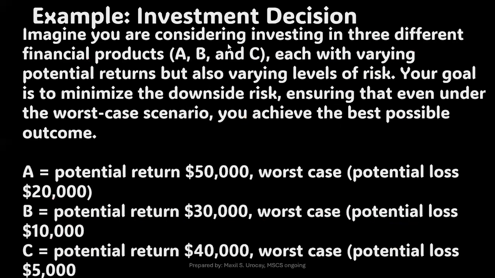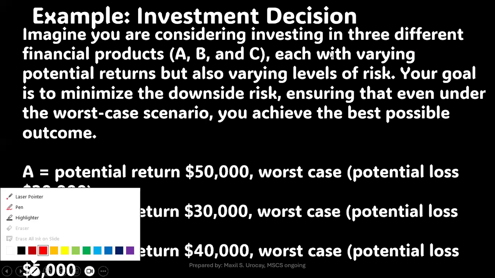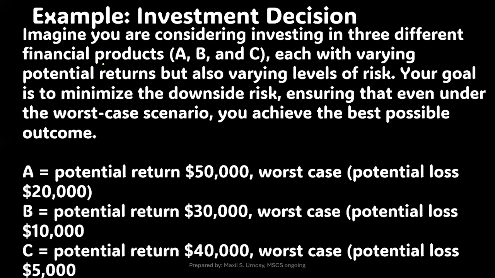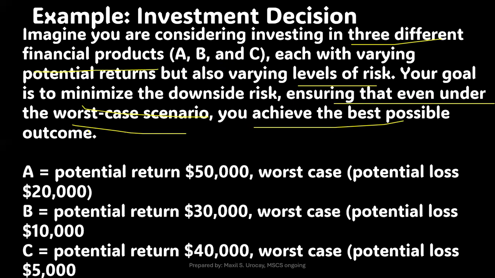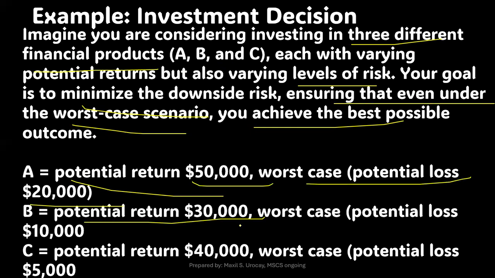Examine, you are considering three different financial products, A, B, and C, each with varying potential returns, but also varying levels of risk. Your goal is to minimize the downside risk, ensuring that even under the worst case scenario, you achieve the best possible outcome. In this example, for A, the potential return is 50,000, and the worst case is 20,000. For B, the potential return is 30,000, and the worst case is 10,000. And for C, the potential return is 40,000 and the worst case is 5,000.